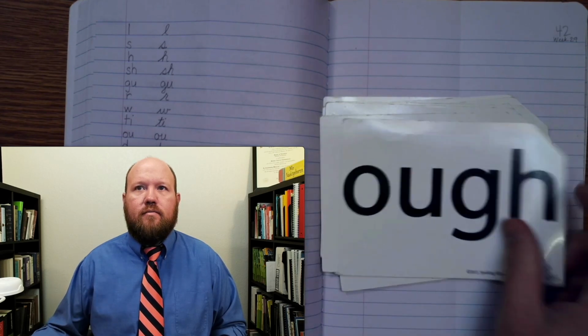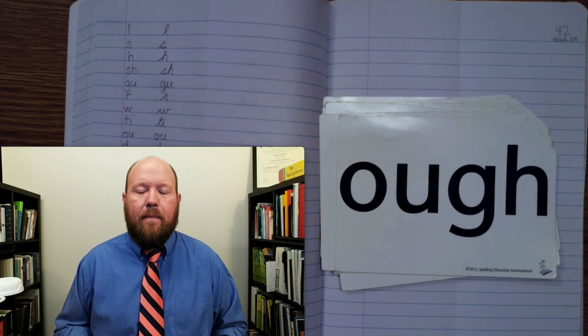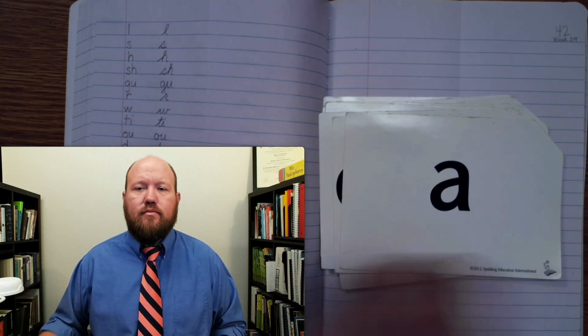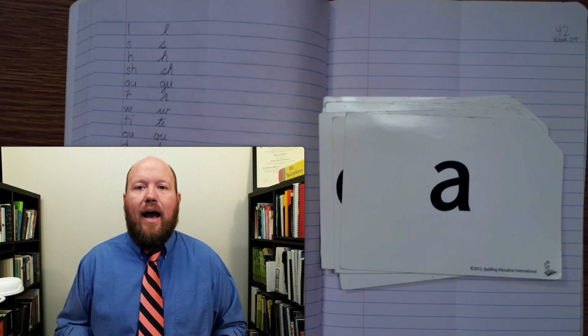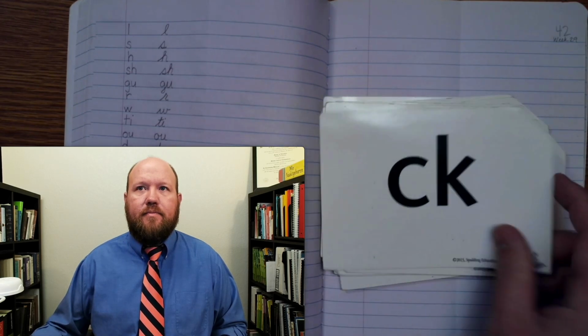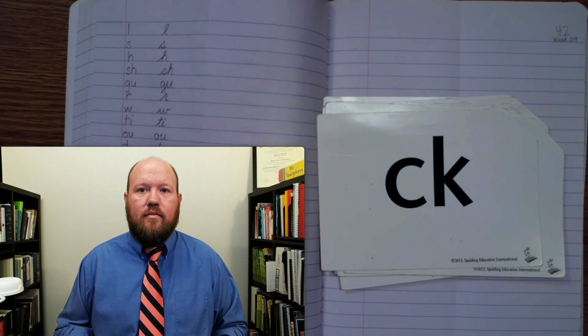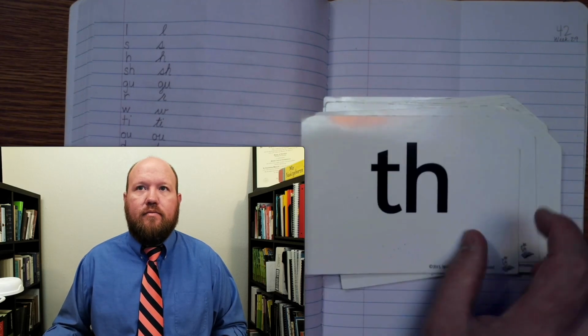M. O, U, F, off, A, ow. A, A, A. Two letters. When may I use this phonogram? After a single vowel that says its first sound.